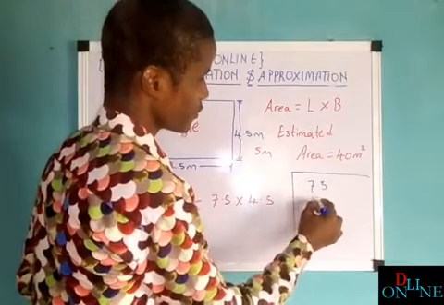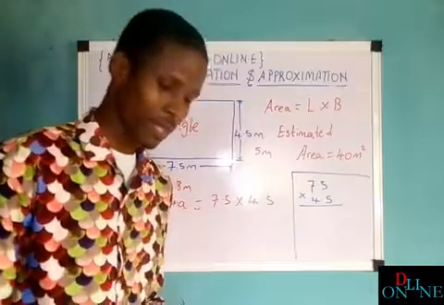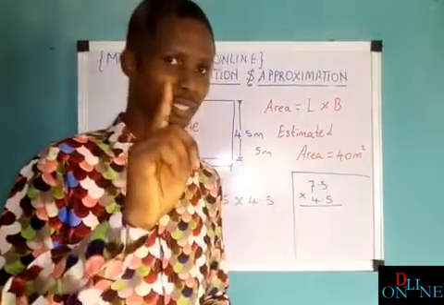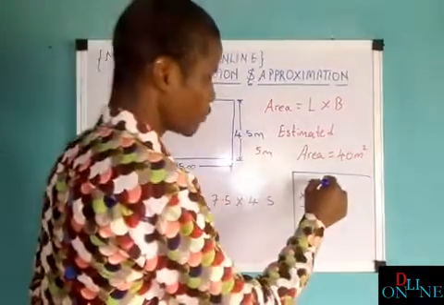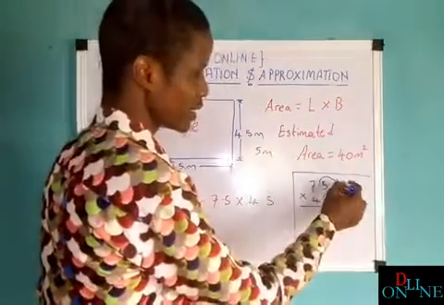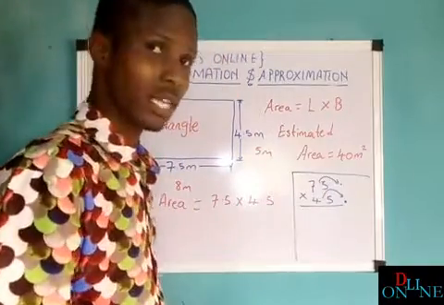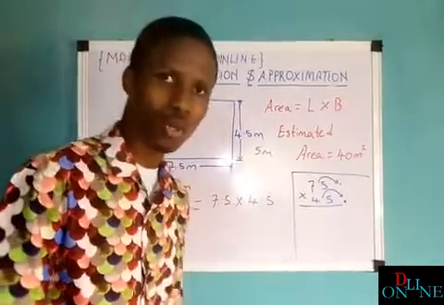7.5, 4.5, multiplying each other. Take note of this. Step one, move out the points. Move out the what? Points. This comes here and this comes here. Step two, multiply as usual.